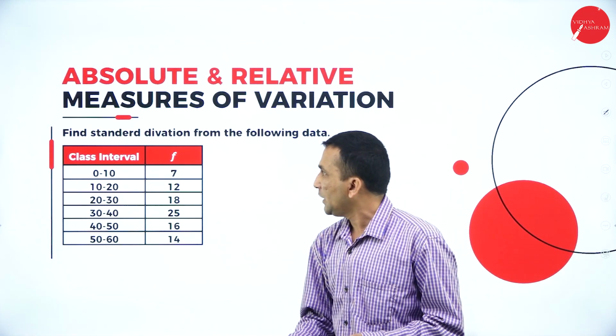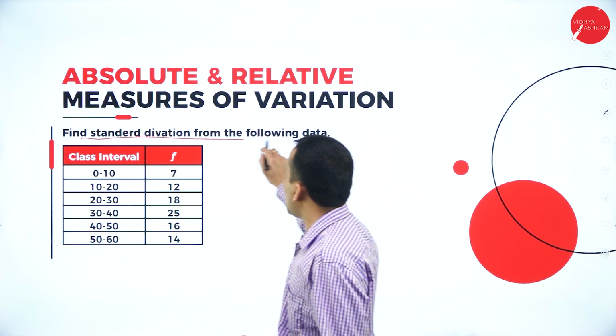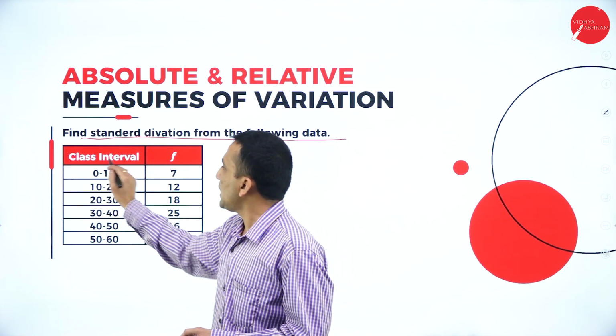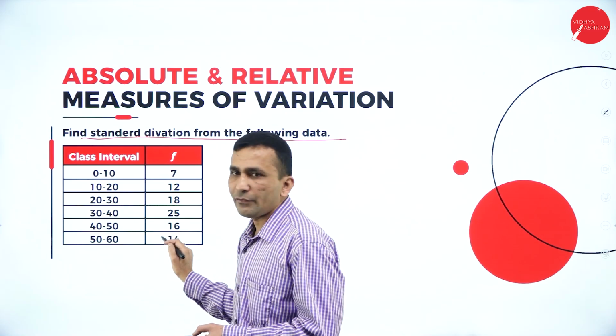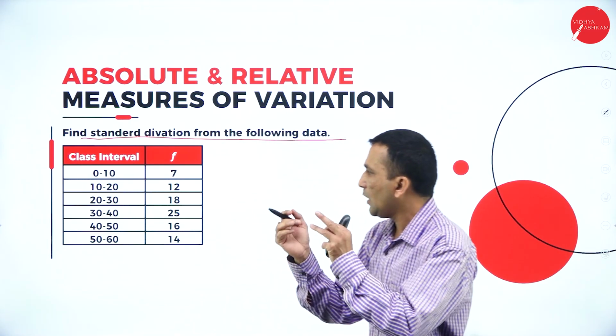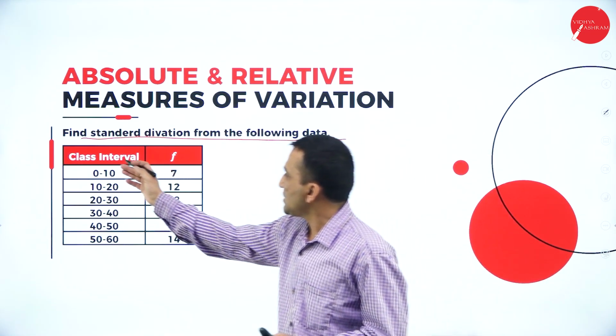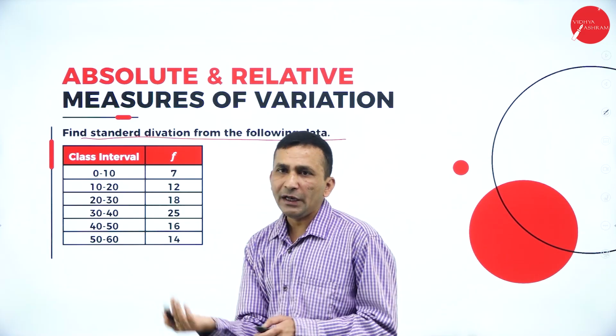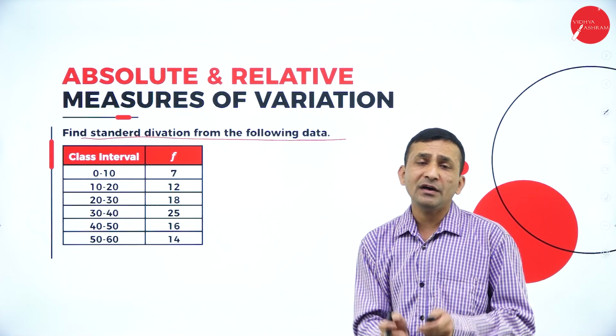There is one problem in the next slide. Find the standard deviation from the following data. Class interval is given, and even the frequency; it is always a continuous series, which is grouped data. From this data, we now need to construct according to the formula.